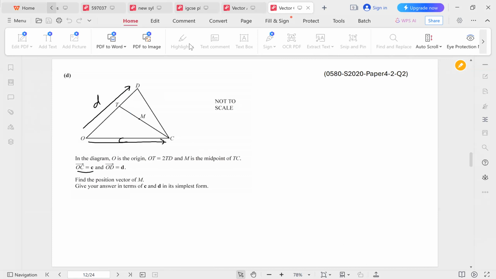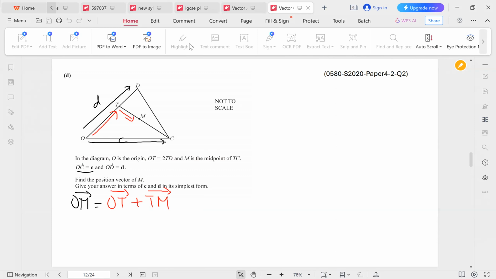And we want the position vector of M. So to go from O to M, of course, the position vector of M is OM. So to go from O to M, we can go from O to T first. And then we can go from T to M. So this would be OT plus TM. But in this question, we are not given either one of them. So we need to work to get both of these.